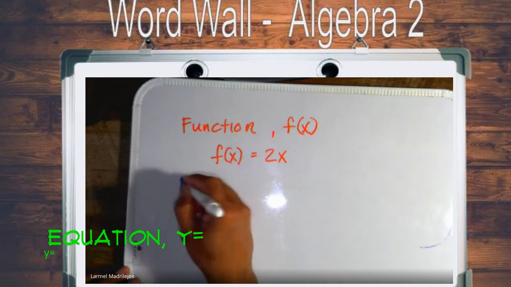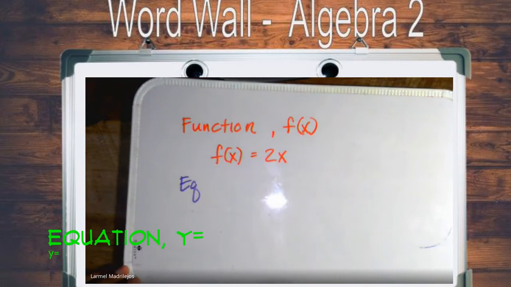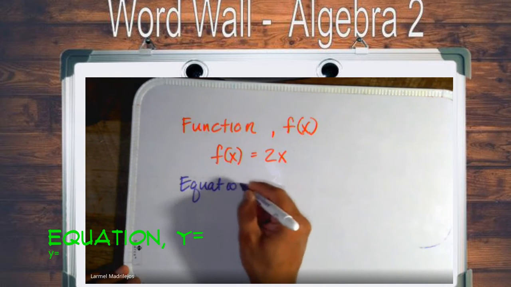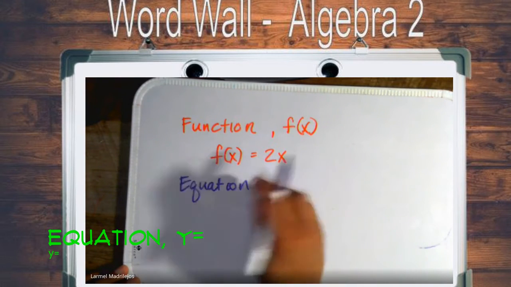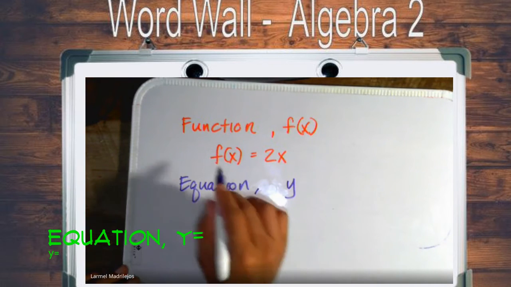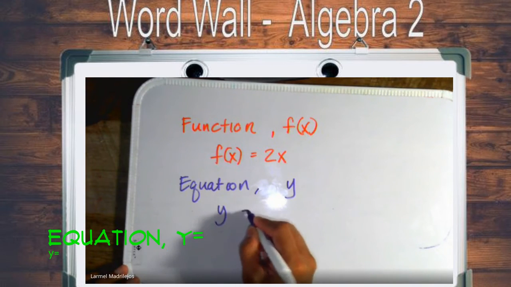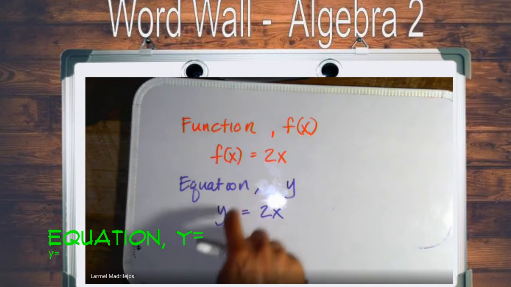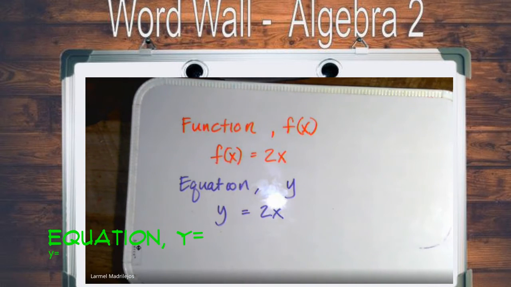Equation is the same as function, just the variables are different. Equation is like y equals. So it can be written like this. So this is the equation. They are written differently, but they are the same. To solve the value or to evaluate are the same. Next word.